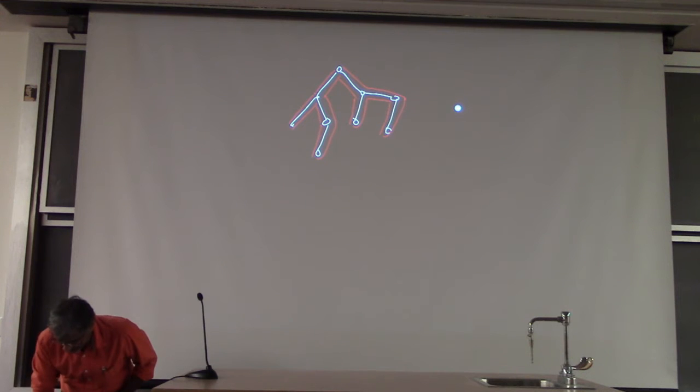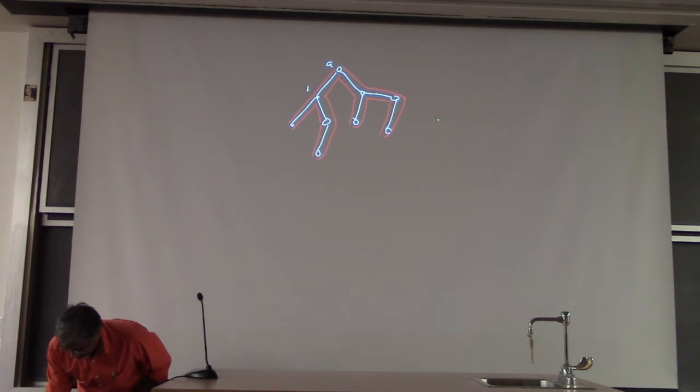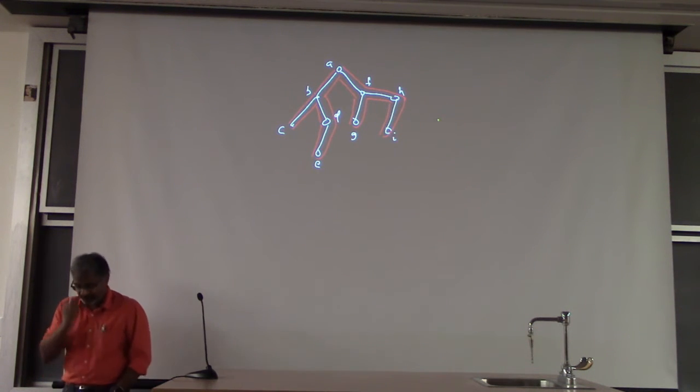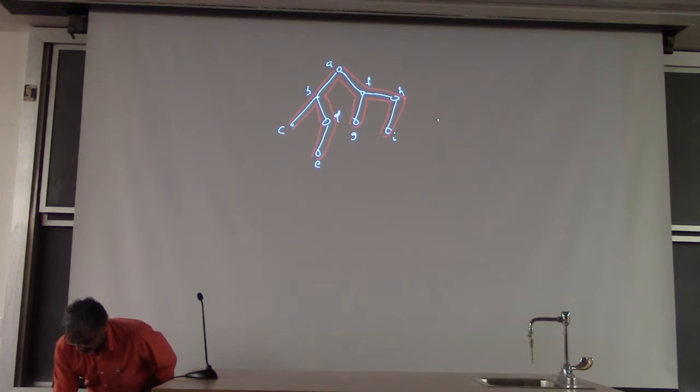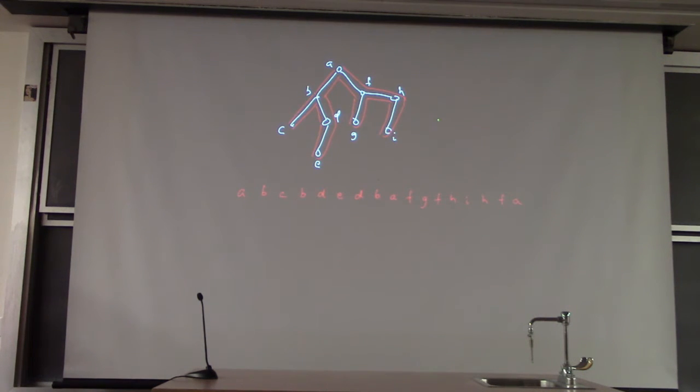So suppose I went down, okay, let me label the nodes. Okay, and let me write out the sequence in which I visit them. Let me do this again. I did A, B, C, B, D, E, D, B, A, F, G, F, H, I, H, F, A. Right? This is the order in which I traversed all the nodes.